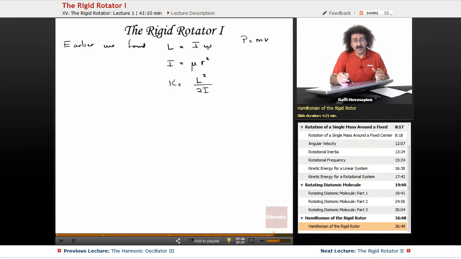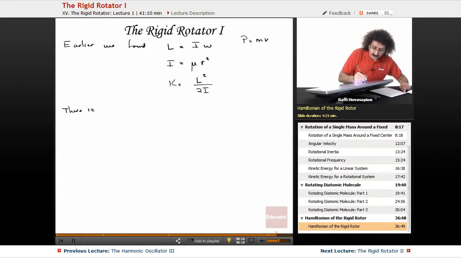The angular momentum is given by rotational inertia times angular velocity. The rotational inertia is actually given by the reduced mass times the r squared, the distance between the two masses. And again, we're treating this as if it's a single mass of reduced mass rotating about a fixed center. And the kinetic energy of this rotational system is equal to the square of the angular momentum divided by twice the rotational inertia. And again, the rotational inertia is given by this mu r squared.